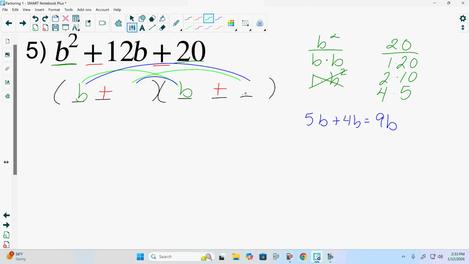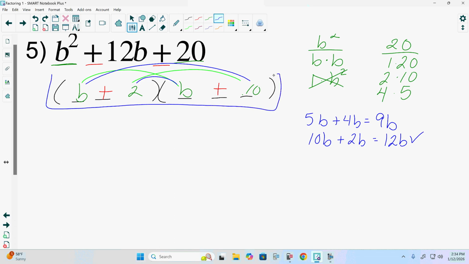2 and 10. And we can check it again. b times 10 is going to be positive 10b. 2 times b is positive 2b. And 10b plus 2b, 10 plus 2 is 12b. Is that the middle term we wanted? So b plus 2 times b plus 10 are the correct factors.